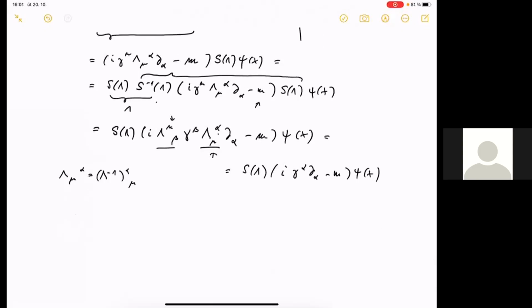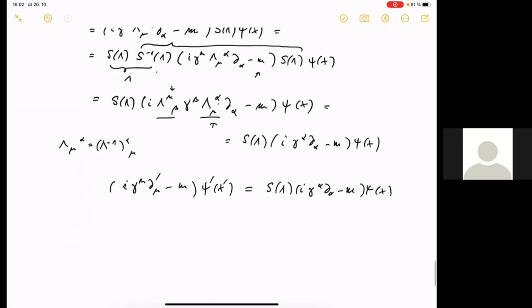So we see that the left-hand side of the Dirac equation transforms covariantly in the same way as if it was Dirac bispinor. That means S lambda times the same spinor but unprimed at x. That means the Dirac equation is covariant. That means we have two interpretations. First one is the passive interpretation.